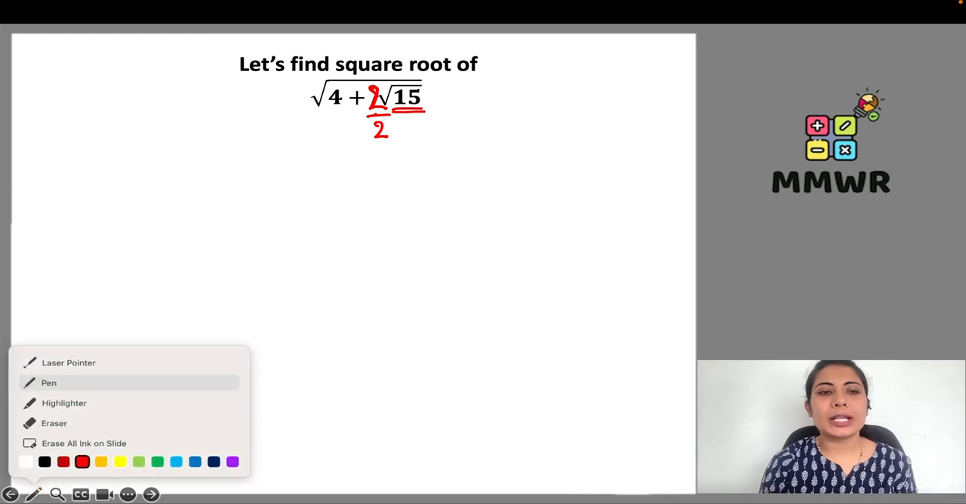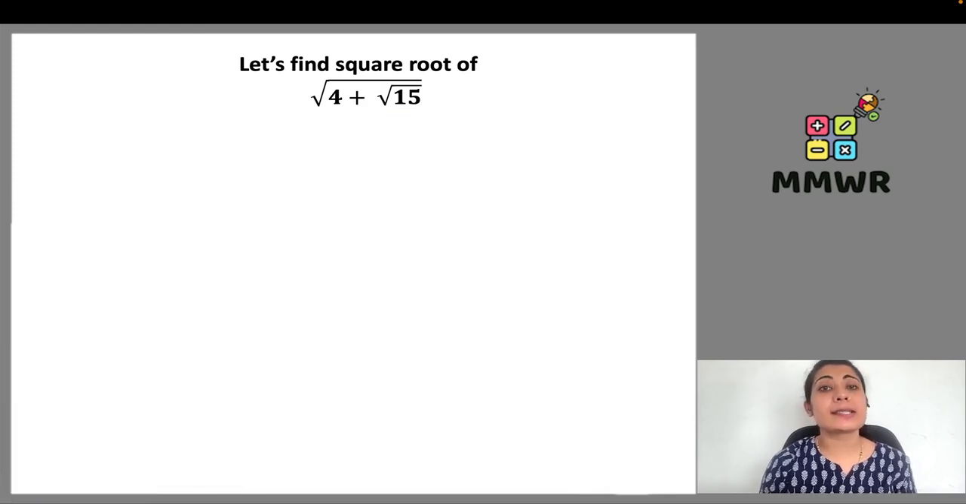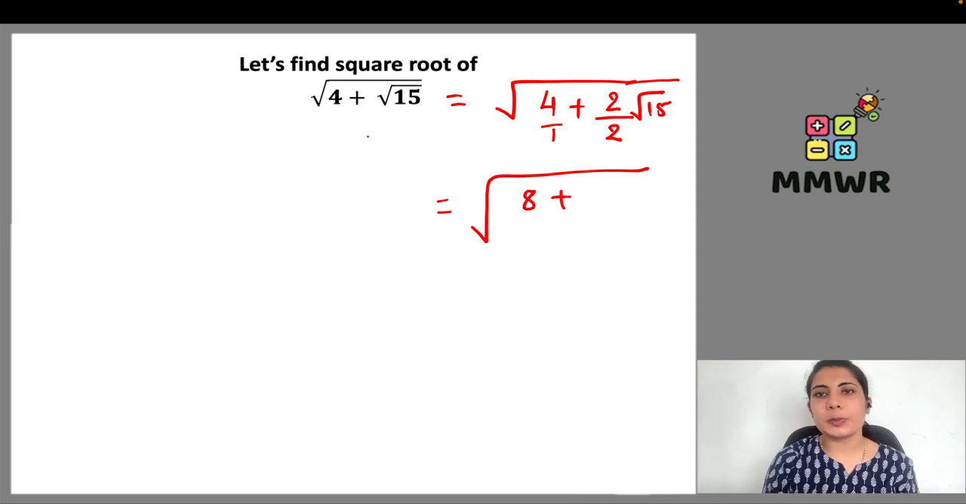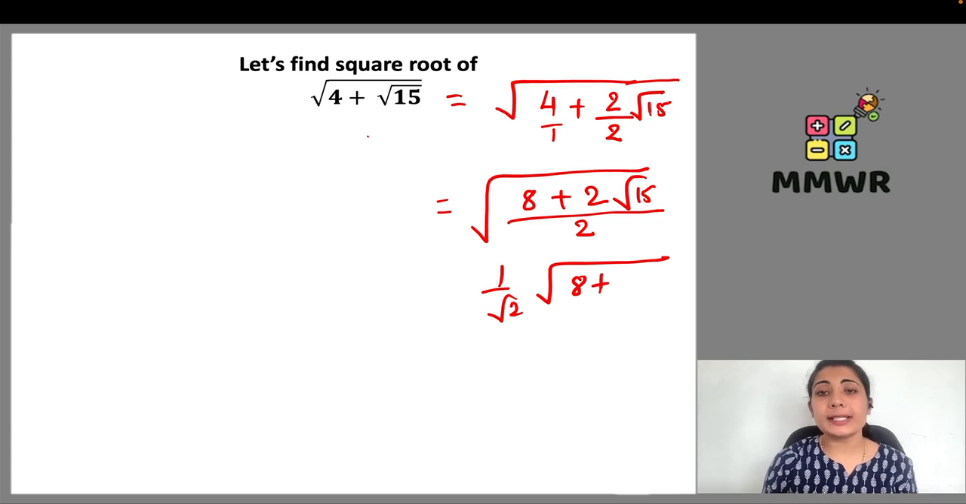So we simply have to try to get it into the same format, a plus 2 root b. And for that, what we will be doing? Square root of 4 plus root 15, we will be multiplying it by 2 and dividing also by 2. Now we can take the LCM of the first term and the second term, which gives us 4 2s are 8 plus 2 root 15 upon 2, right? We can write it this way. Now this upon 2, I am writing it outside because we only have to simplify this. We have to find the square root of root 8 plus 2 root 15.